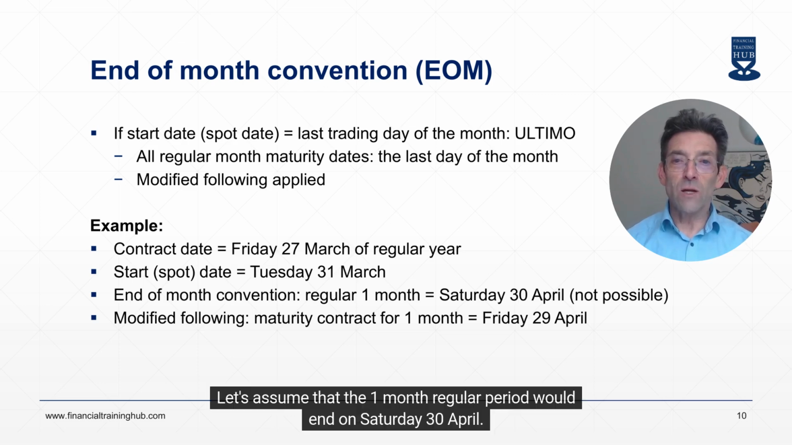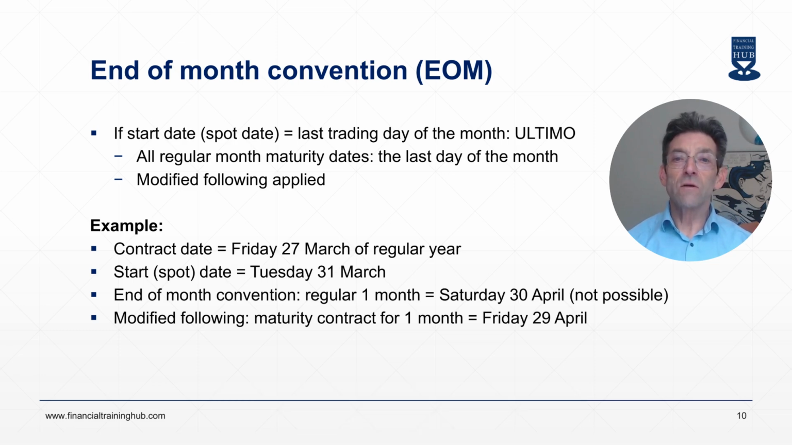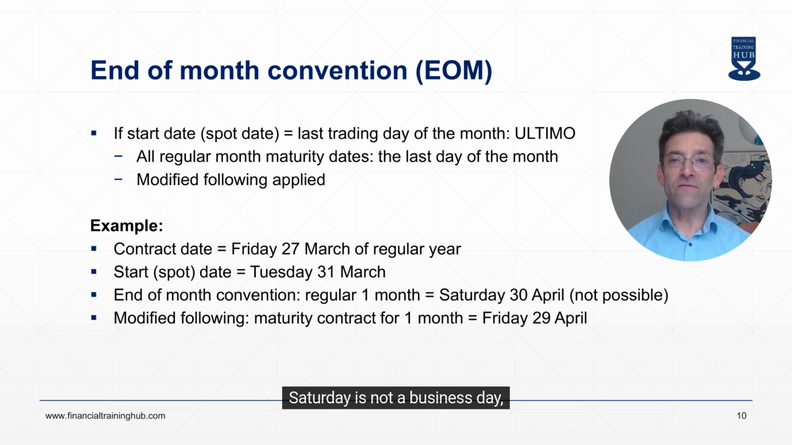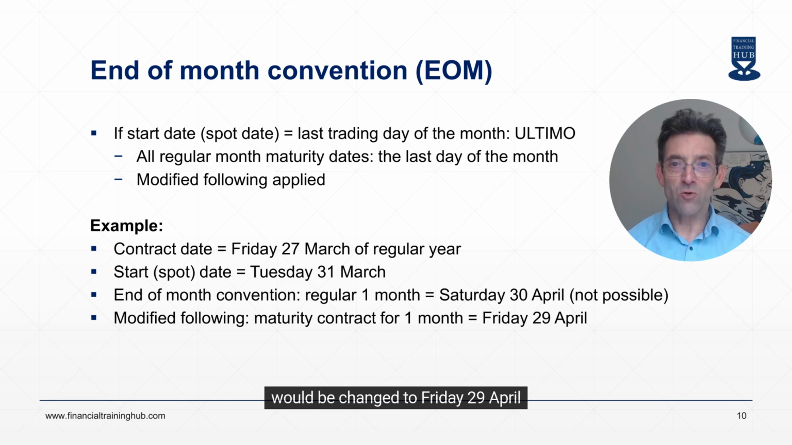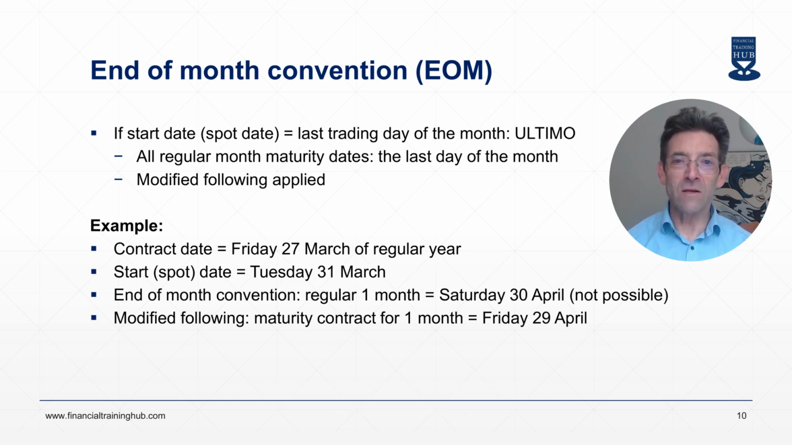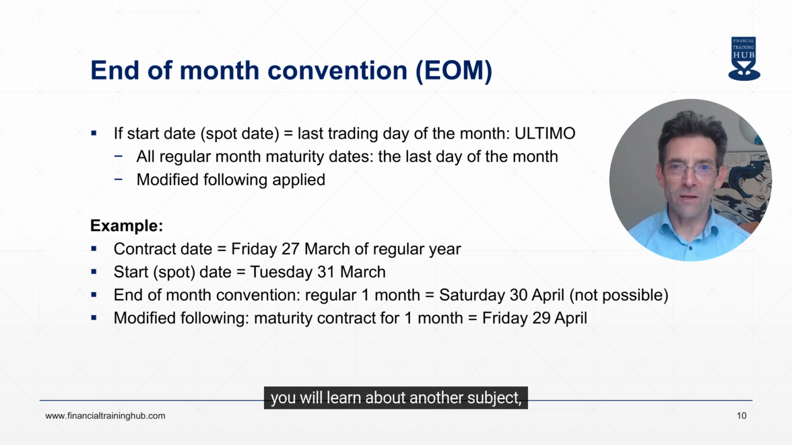Let's assume that the 1-month regular period would end on Saturday, the 30th of April. Saturday is not a business day, and because the modified following convention is applied, in this example, the 1-month regular maturity date would be changed to Friday, the 29th of April, and not to Monday, the 2nd of May. Next, you will learn about another subject, the yield for a broken period.